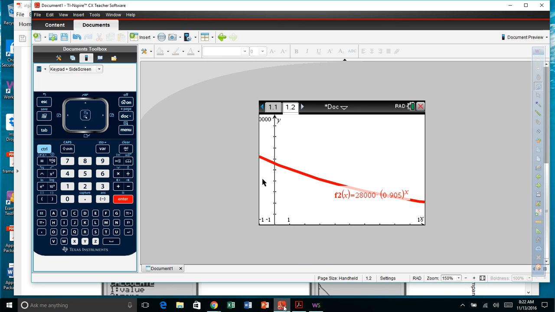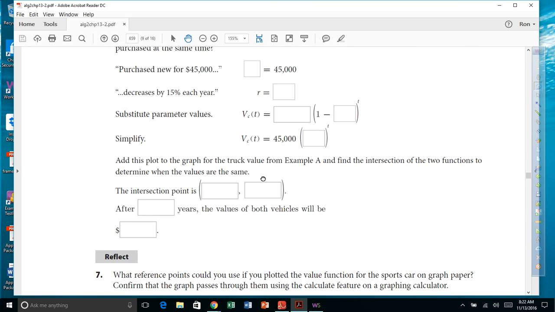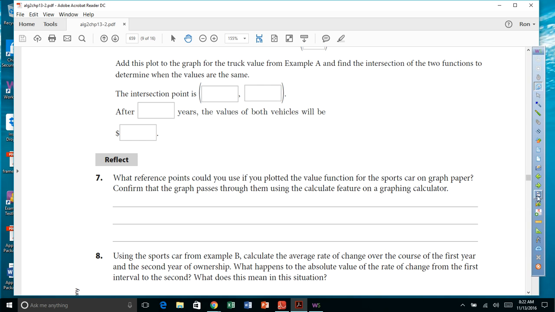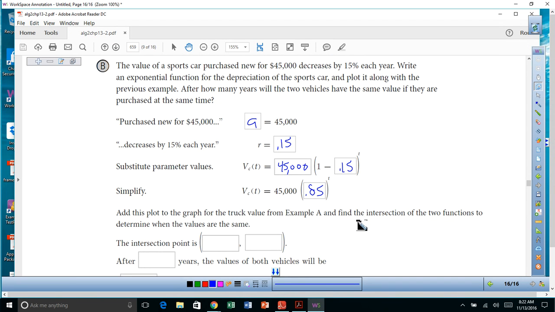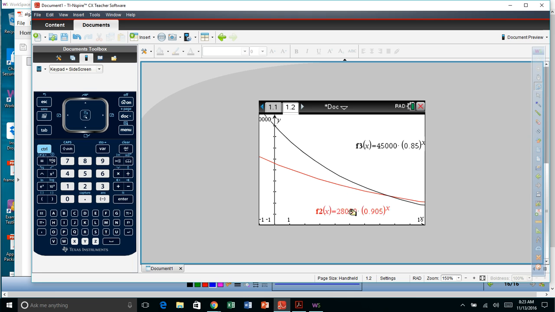Now let's plot the other one. We'll move that up there like that. And then let's see here. What do we got? 45,000, 0.85. 45,000. So press tab. 45,123. Open parentheses, 0.85, close parentheses, caret X. And graph that. It does show up on here. Good.